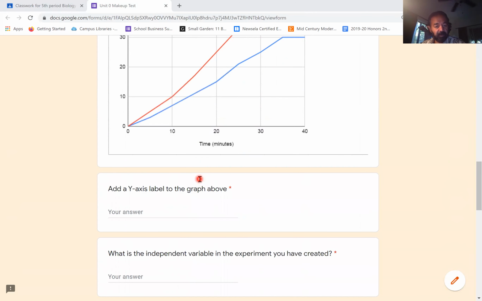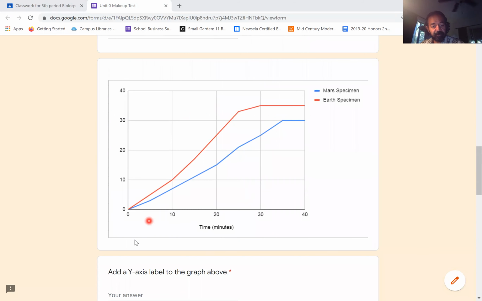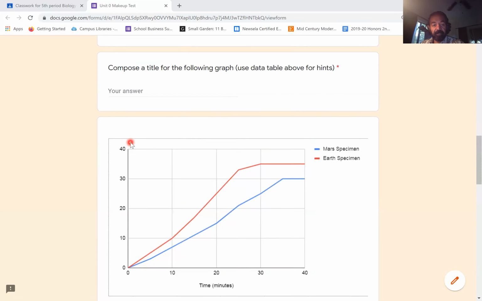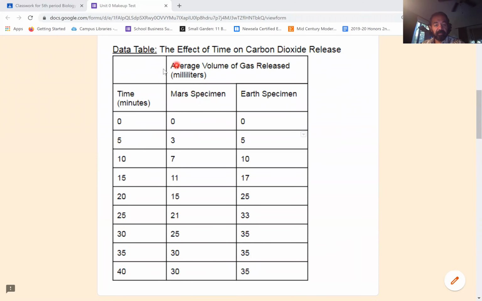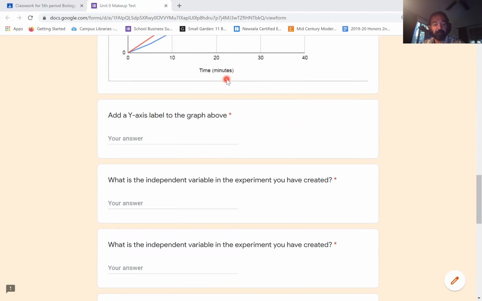Nice and simple. And then it says add a y-axis label to the graph above, right? So you have time in minutes down here, and that's the x-axis label. Here, what are you doing? You're measuring the production of carbon dioxide, right? So this would be your y-axis. Remember I said, please look at the table, right? Average volume of gas released in milliliters, probably your y-axis label, right?